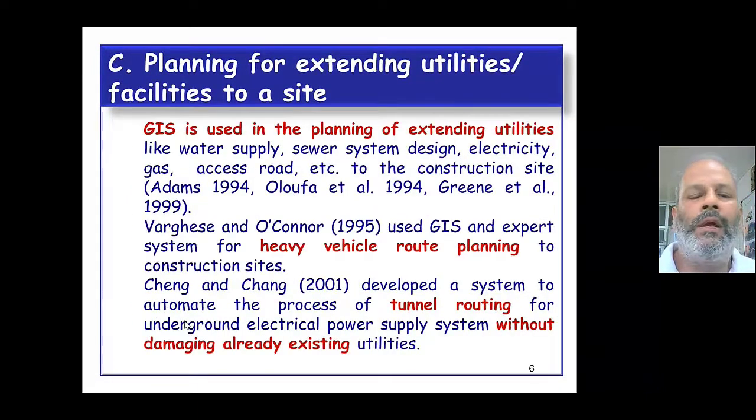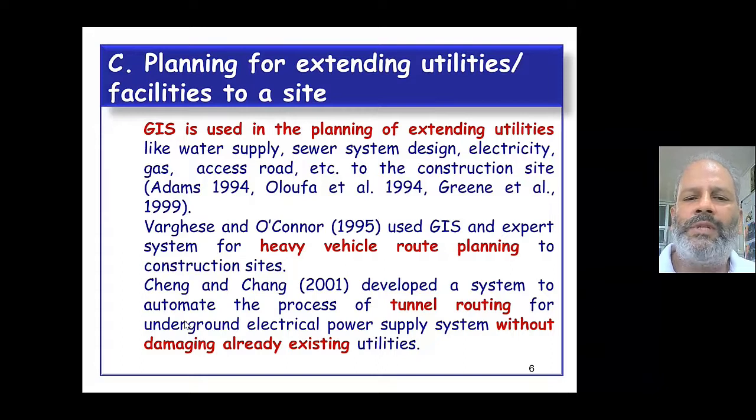Then after that, a construction requires some basic facilities. So this is the third area in the feasibility stage, that GIS helps in planning of extending utilities or services to a particular site. So these utilities or services are just like water supply, that is, to plan or connect the site with the available water supply network or sewer network, or just to bring electrical connection to a particular site, gas connection, or just to construct access roads.